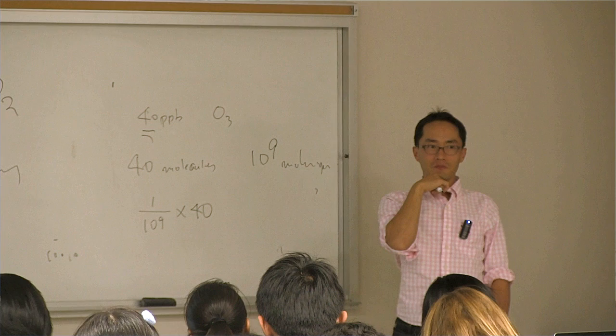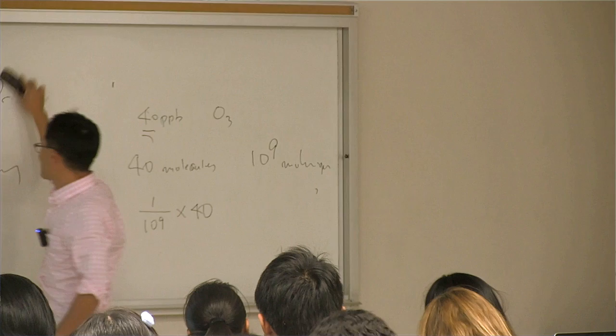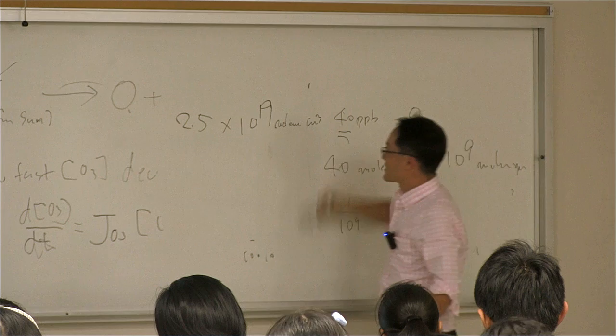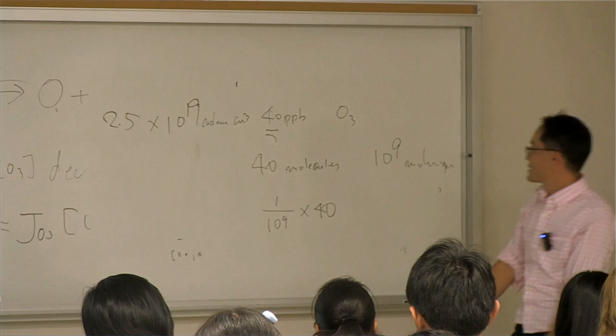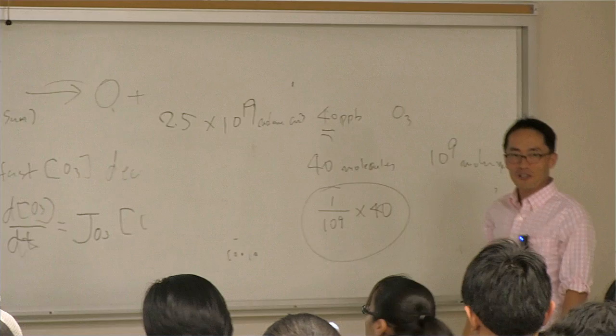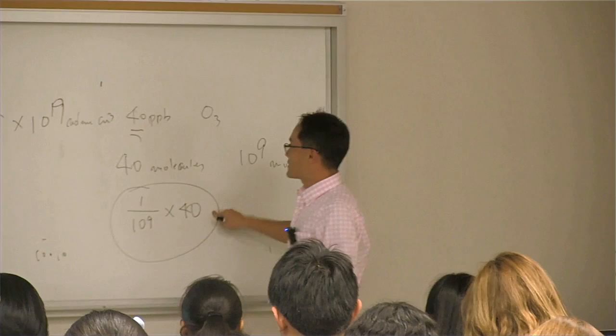Everybody's with me? All right. And then let's bring that big number here, which is 2.5 times 10 to the 19 molecules per cubic centimeter. This is the actual number of molecules in one cubic centimeter, all right? And this is the scaling factor, right? So we want to know how many molecules are actually ozone in this number of molecules, okay? Then what are you going to do? You've got to just multiply this by this, right?